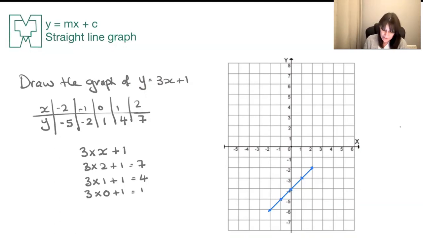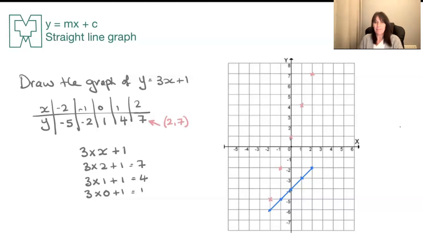So I'm going to plot these. Now remember the coordinates. For this one here, the coordinate is 2, 7. So I'm going to go 2, 7 and plot it. The next one is 1, 4. We then had 0, 1. We then had -1, -2, and -2, -5 is here.